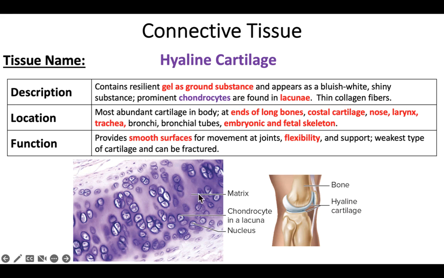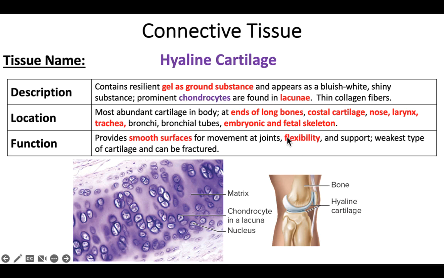So when you look at it under the microscope, you actually don't really see the collagen. Again, if you look back at the regular and irregular connective tissues, you can actually see the collagen fibers. Whereas in this hyaline cartilage, they're so thin you can't really see them. This is the most abundant cartilage, so it's found in a lot of different locations.